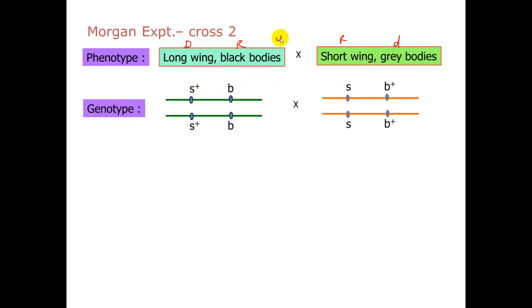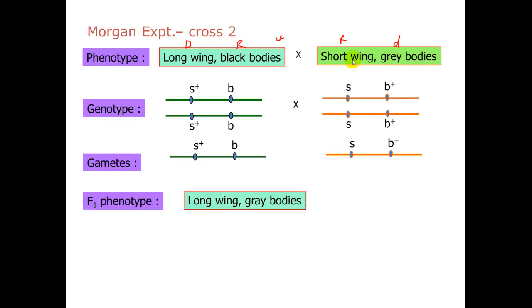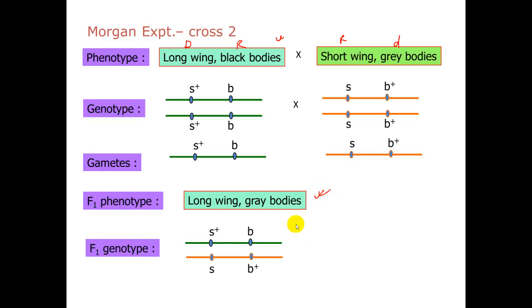So here the parental will become long wing black bodies and here short wing grey bodies. So in F1 again we are going to get the same thing, that is long wing grey bodies, because long is dominant over short and grey is dominant over black. So that's why in F1, as per the law of dominance, we are getting long wing grey bodies. Okay. So this was the genotype.